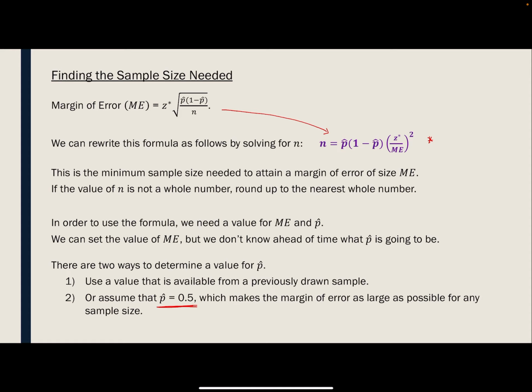This will give us our largest sample size. Because if p hat is 0.5, then q hat is 0.5. And if you play around with the numbers, that will be the largest value that you can have when you put a p hat and a q hat together.